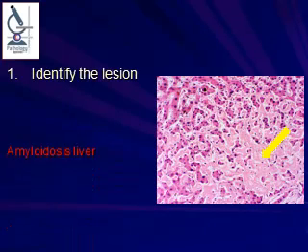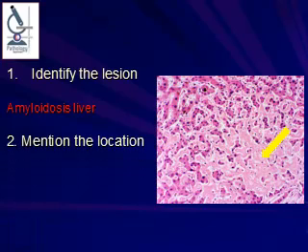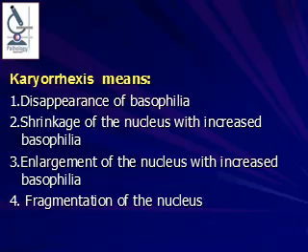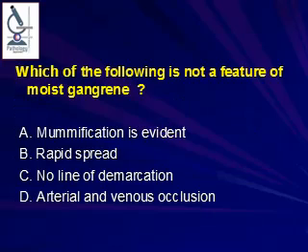Identify the lesion. Amyloidosis in the liver. Mention the location. This material is located extracellular. Okay? Karyorrhexis means fragmentation of the nucleus. Which of the following is not a feature of moist gangrene? Mummification is evident. As we know, mummification is evident in the dry gangrene.